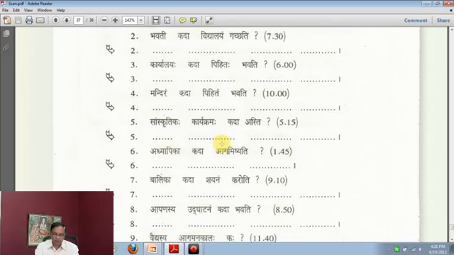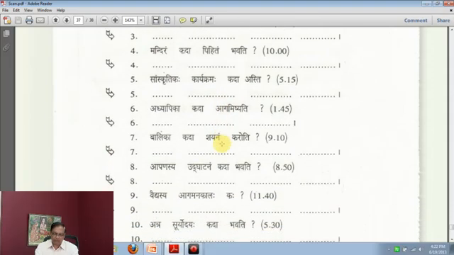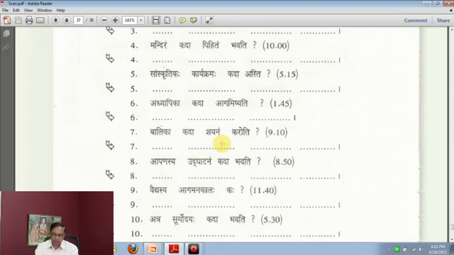Fifth one, Samskritika Karyakramaha Kada Bhavati. When does the cultural program take place? Samskritikaha Karyakramaha Sapada Panchavadane Bhavati. So, sixth one, read it. Adhyapika Kada Agamishyati. When will the teacher come? Adhyapika Padona Dvivadane Agamishyati. Teacher will come at 1:45.